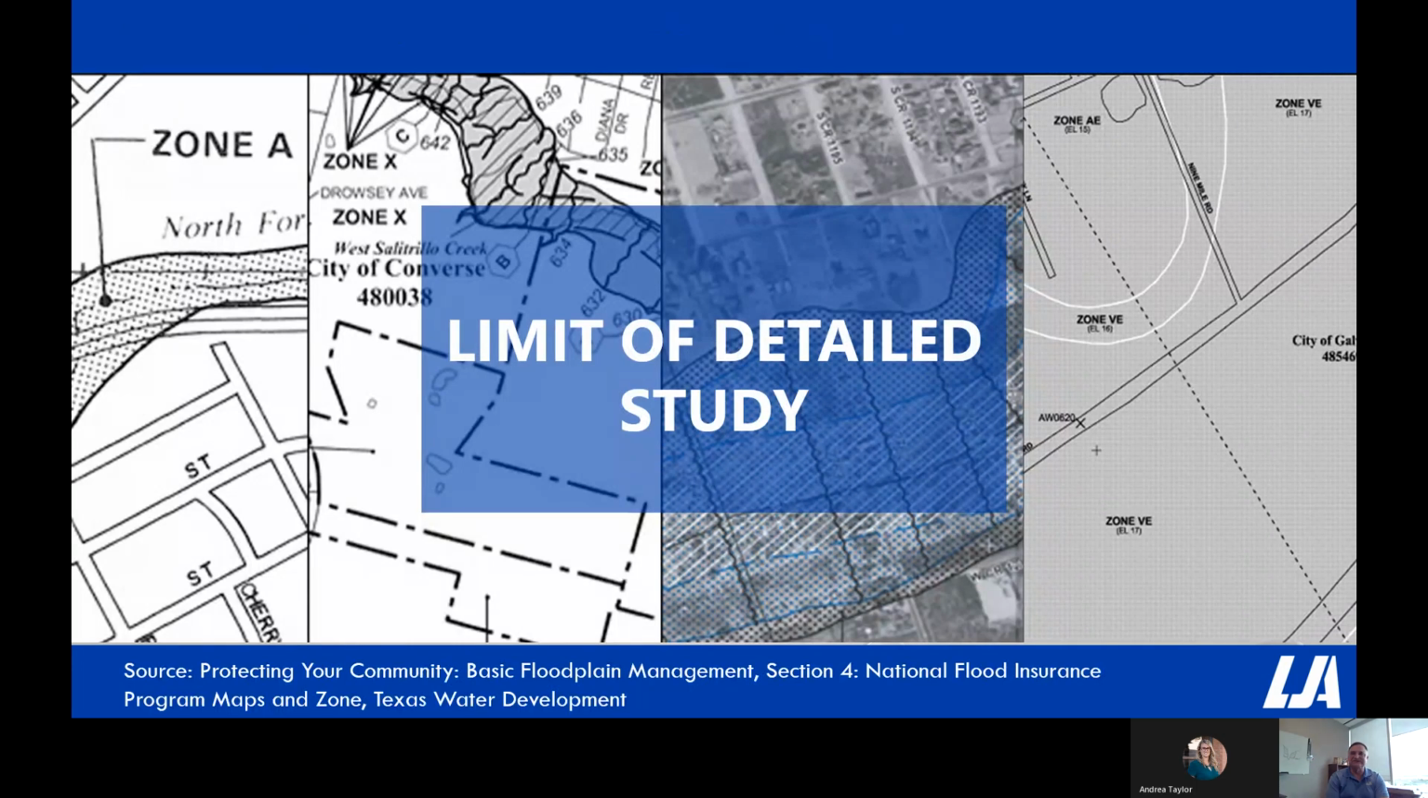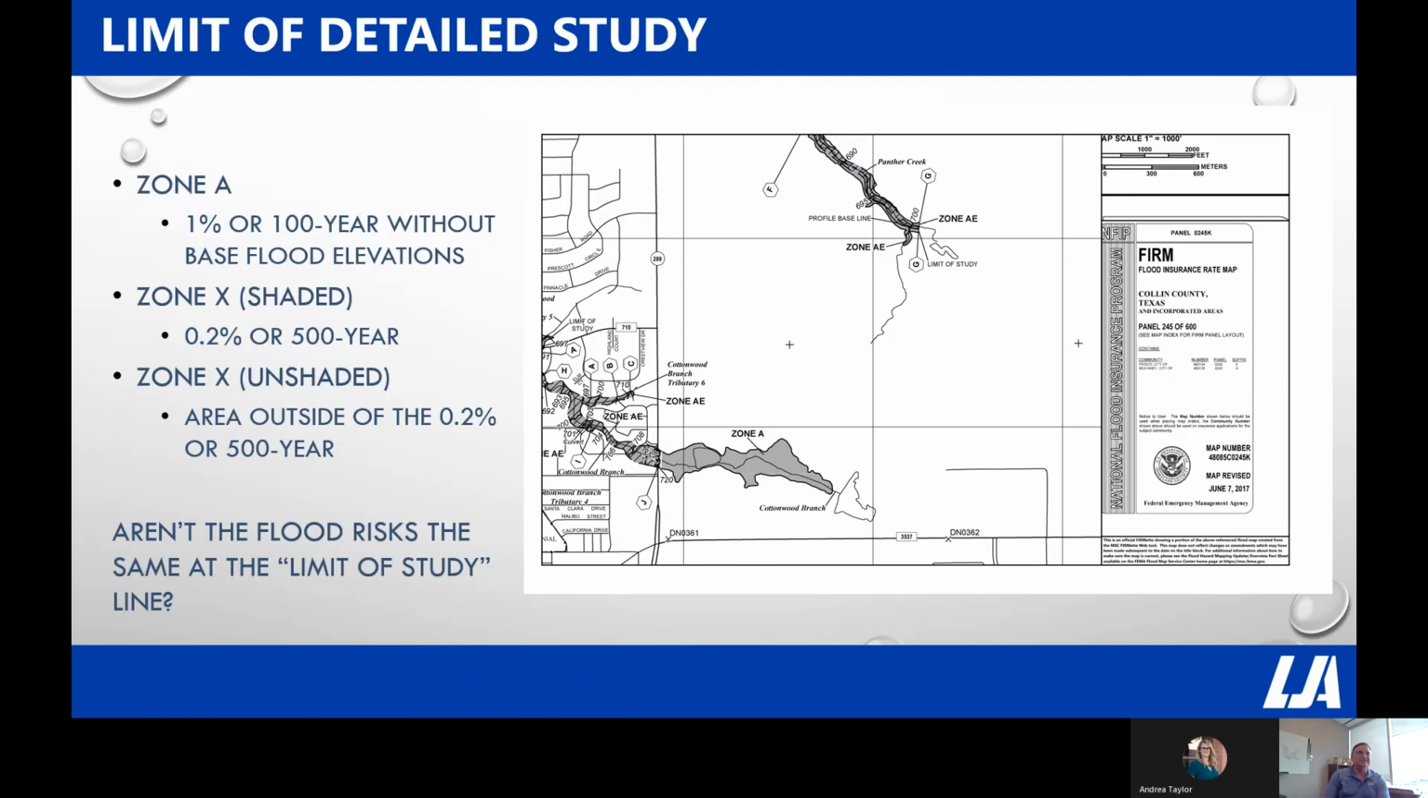Okay, limited detailed study. So not everything's mapped. And there are 3 different conditions or ways that you can map a floodplain upstream of a limited detailed study. Again, a picture of Collin County where there are 2 of these 3 different ways of mapping. On Panther Creek in the top, the study ends, you have a limited detailed study pointed out, and the area upstream of that is just mapped as a Zone X unshaded.